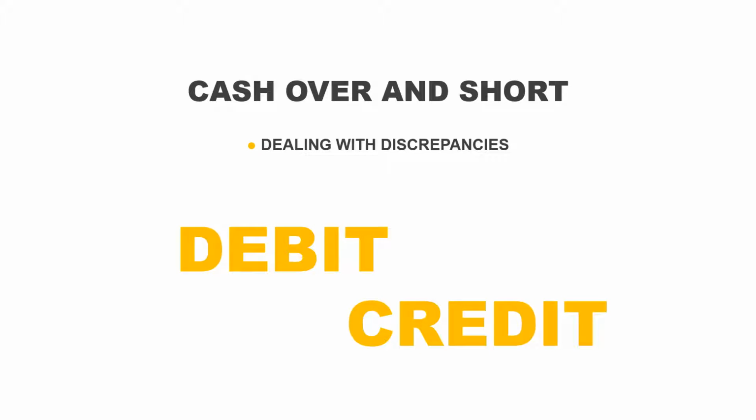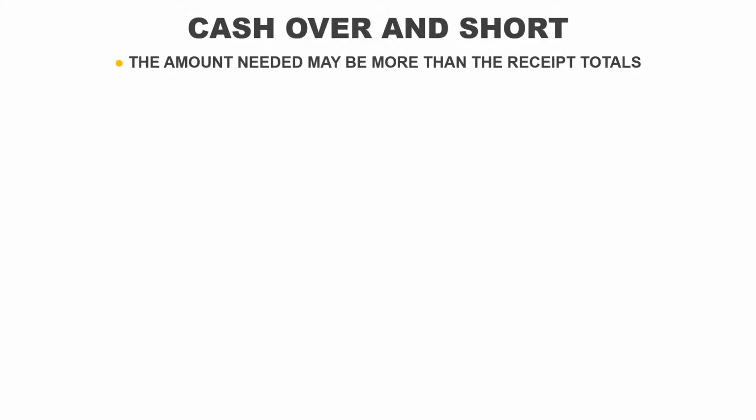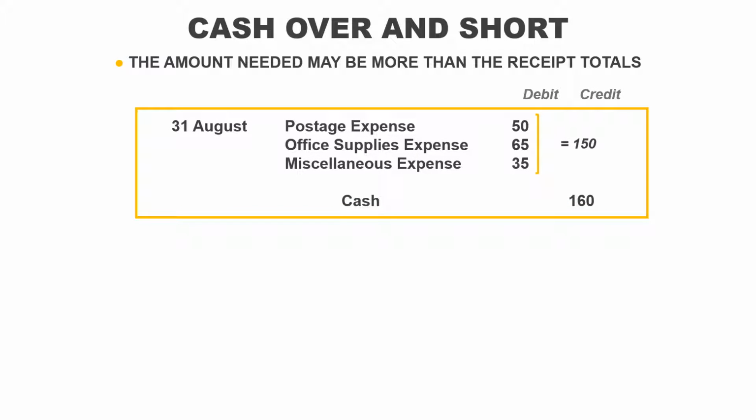Sometimes, discrepancies may exist between the amount needed to replenish the petty cash fund and the total amount of receipts on hand. The cash over and short account is a temporary account that can either have a debit or a credit balance and is needed for the missing amounts, so the books can be balanced at the end of the accounting period. Sometimes the amount needed to replenish the fund is greater than the total of receipts.